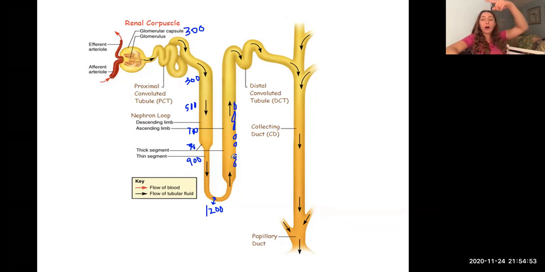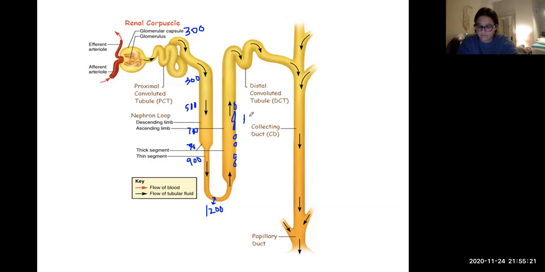As you go up, the solutes are leaving. The sodium and the chloride and all those are leaving, and that's what makes the osmolarity in the tubular fluid go down. It's kind of hard to explain. Did that make any bit of sense at all? Osmolarity decreases once you get to that area where the sodium and the chloride start leaving. That's when your osmolarity decreases.